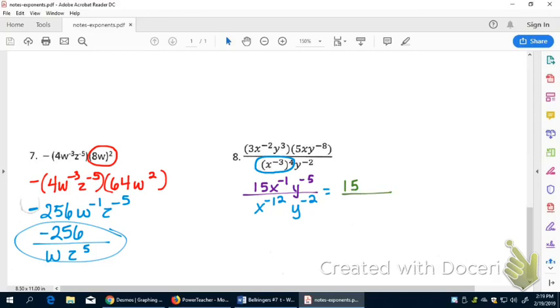And let's look at the x's. Remember, you subtract the exponent, so you do it like this. Negative 1 minus negative 12 is 11. And then look at the y's. Negative 5 minus negative 2 is negative 3. Because it's negative, move it to the bottom, and it becomes positive 3.